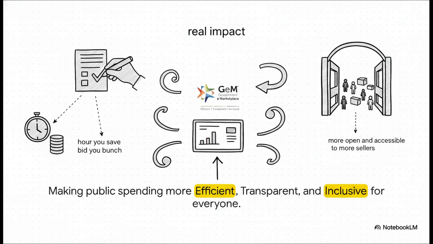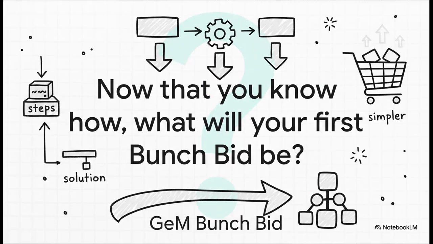So every bid you bunch, every hour you save, it contributes directly to the core principles of the whole GeM platform. It really is all about making government procurement faster, more open, and accessible to way more sellers all across the country. Your work has a real, tangible impact. So now you've got the tool and you know the steps to use it. The only question left is, what's your first bunch bid gonna be?